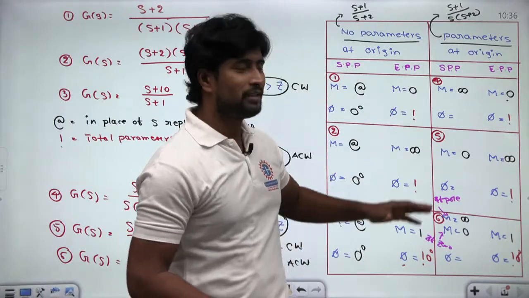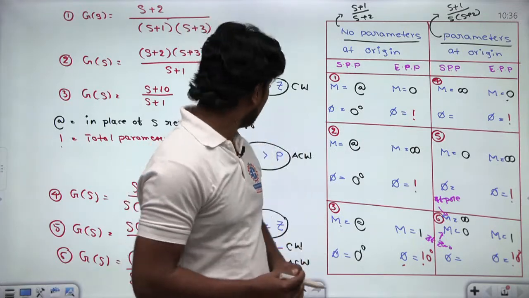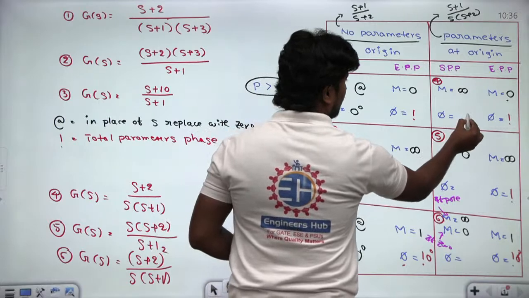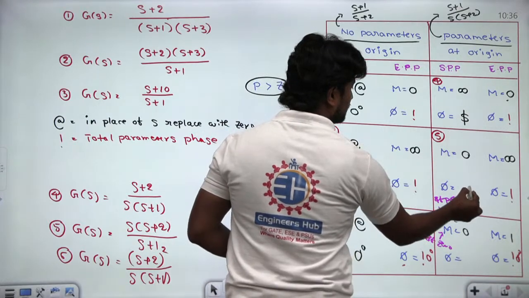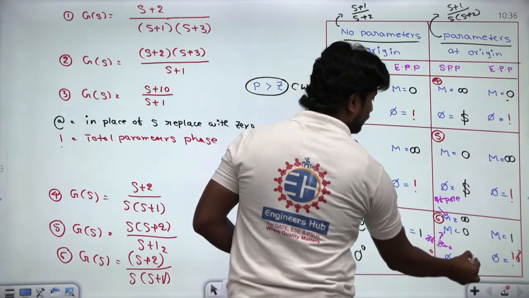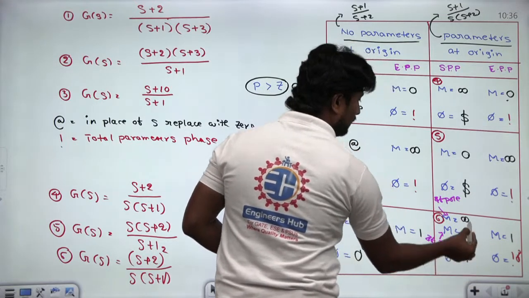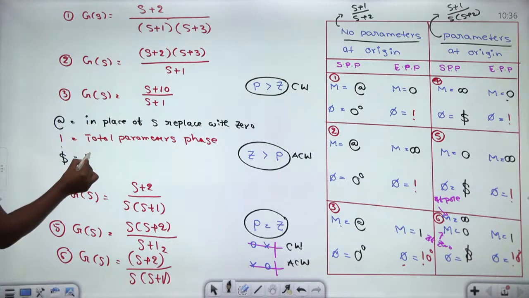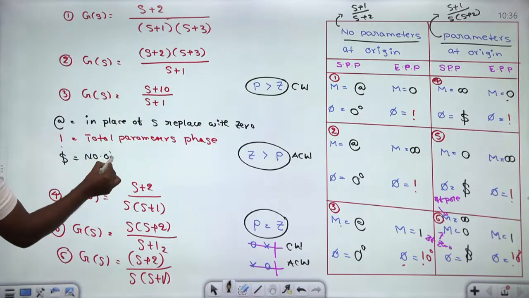Then the table will be completed. What about that one? Guys, I'm using this symbol. Are you clear? I'm using this symbol. What is the meaning of that symbol? Guys, carefully listen. The meaning of that symbol is number of parameters at origin phase.